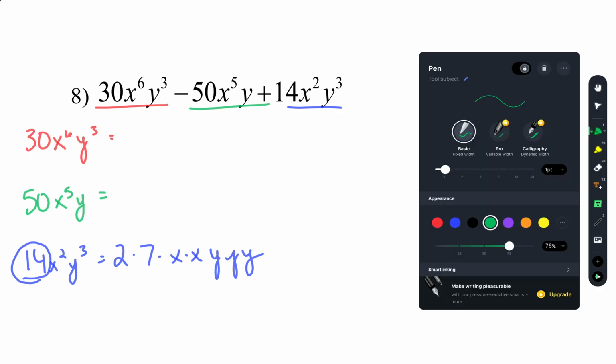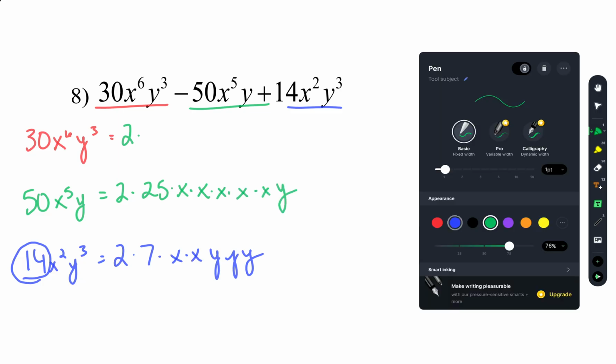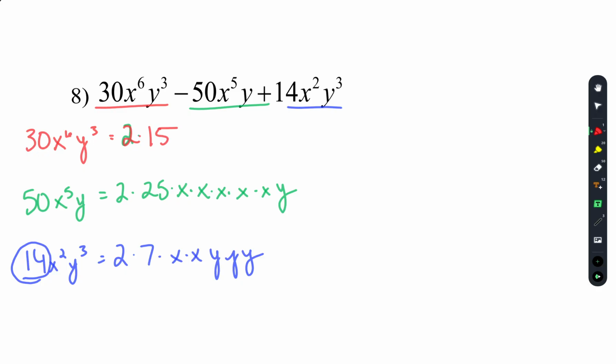And then I'm going to make sure that these all start with 2, because the goal is to get what's in common. So this one is 2 times 25, and then we got 5 x's and 1 y. And then this would be 2 times 15, and then 6 x's, 3 y's. It's a little obnoxious, but that's fine. And then what you're doing is figuring out how many they have in common. And that's your common factor.